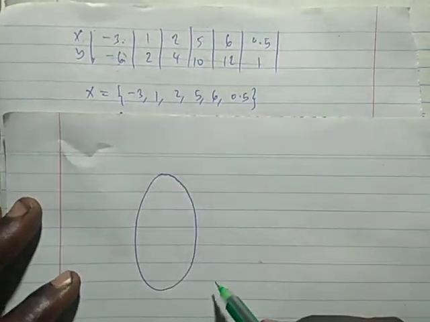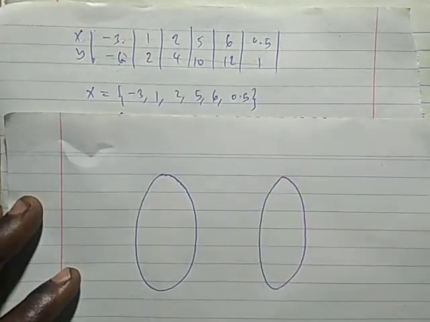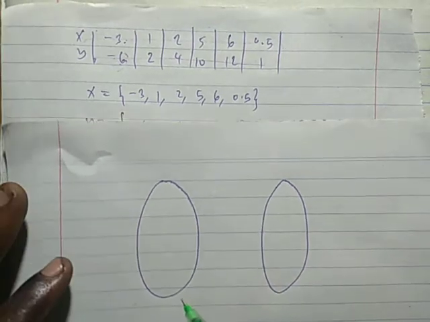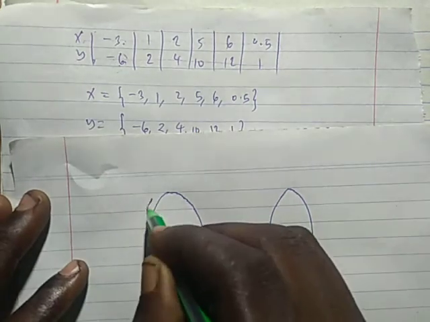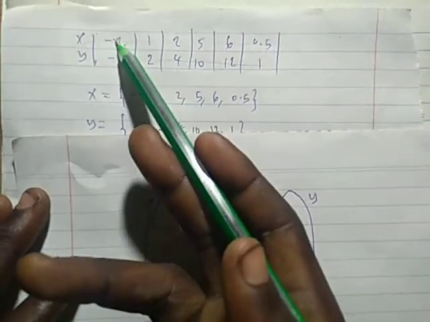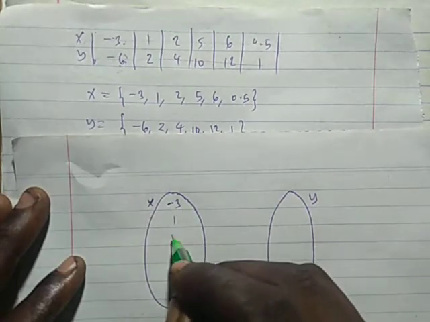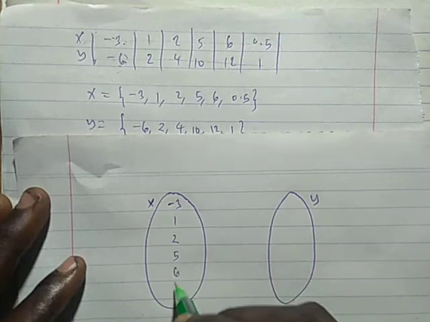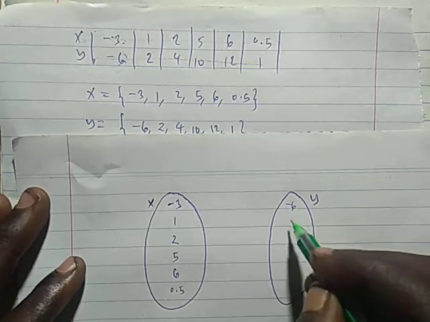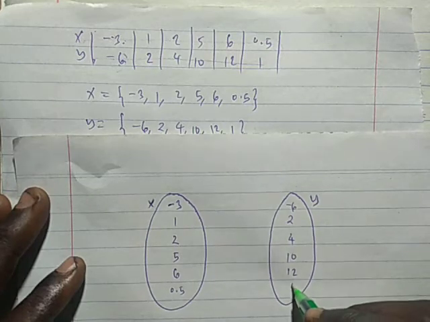So we draw an ellipse here, and we draw another ellipse on this side. So this ellipse here will represent what? It will represent the members of the first set, and in our case it will represent x, and this one here will represent y. In our x we had -3, 1, 2, 5, 6 and 0.5. So we'll start with -3, then 1, 2, 5, 6, 0.5. In our y we had -6, then 2, 4, 10, 12 and finally 1.